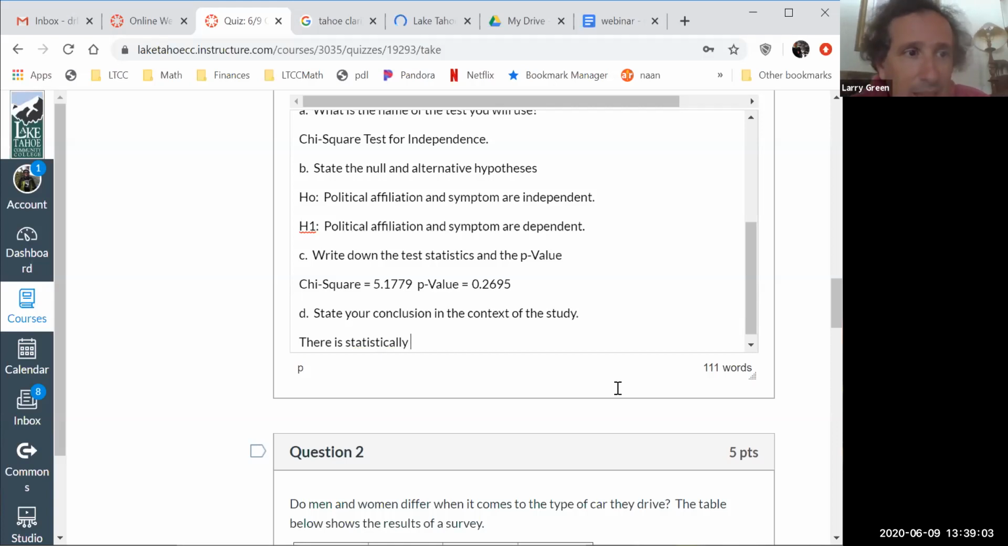And now we look at our p-value. And the p-value is about 0.2695. And that's bigger than any alpha you'd use. So that means it's insignificant.